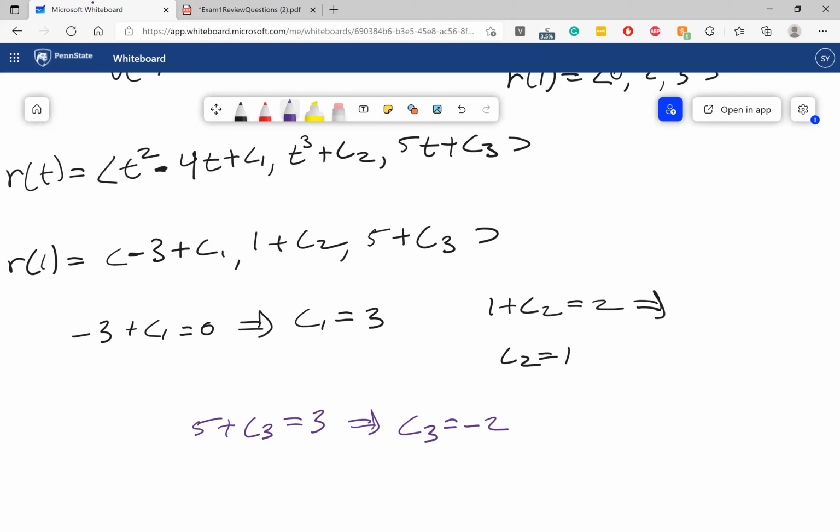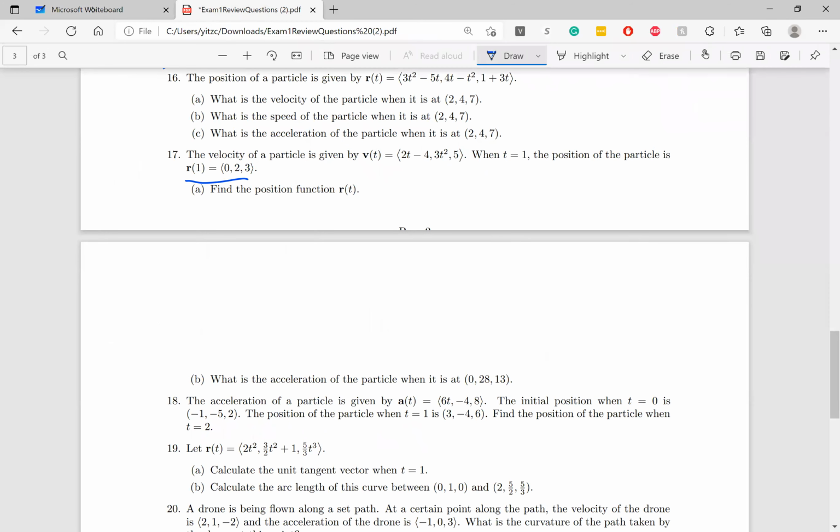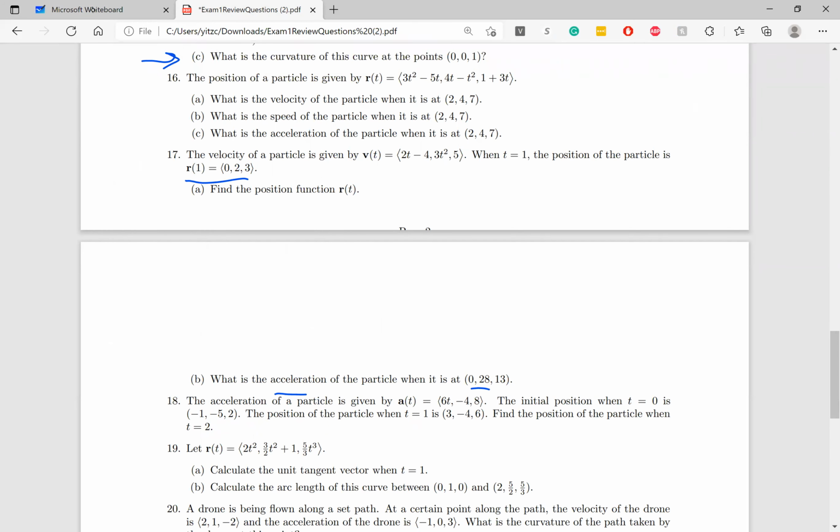So once you get these constants, you can plug them back in here to get your R of t. Once you have your R of t, you can then find the acceleration of the particle, take the second derivative, figure out what point you're at, and finish the problem. Any questions? Okay.